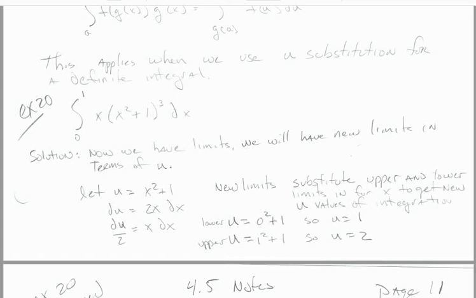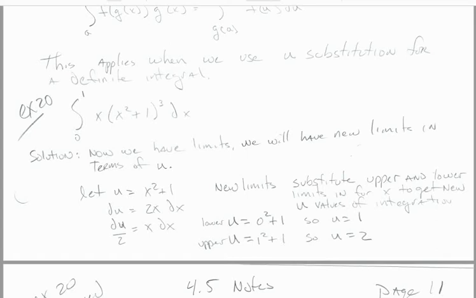Now, we have to replace our upper limit and our lower limit. So we're going to take the value of our upper limit and our lower limit and substitute it into our u equation. So we chose u to be x squared plus 1. I'm going to take my lower limit, which is 0, and substitute into the x squared plus 1. So 0 squared plus 1 is 1. So our new lower limit when we're integrating in terms of u is 1.